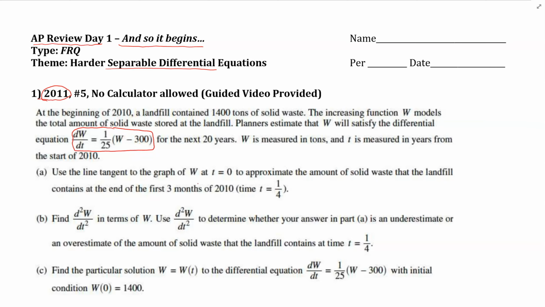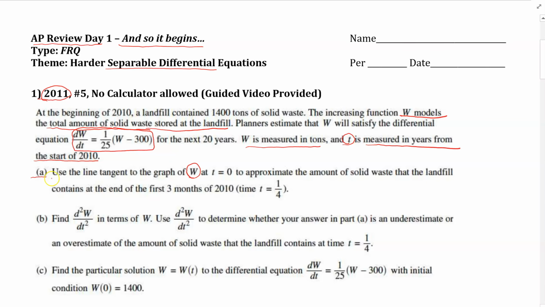Now, one thing I want to point out is what W represents, because we're going to be talking about W a lot. W is modeling the total amount of solid waste stored in a landfill. It's measured in tons, and it's with respect to t, which is measured in years from the start of 2010. So it's a good idea for us to wrap our head around all of these variables and what they represent, and what units they are being measured in.